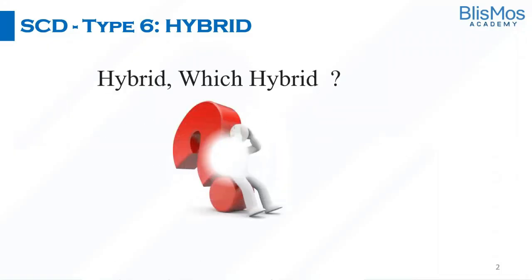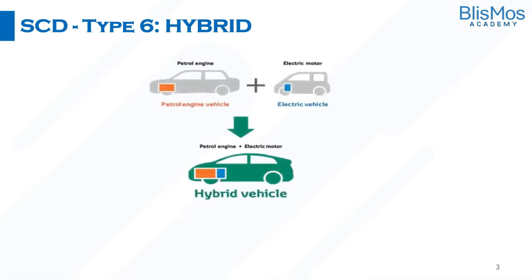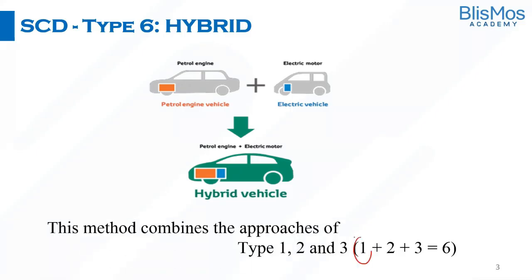We are saying hybrid. What kind of a hybrid are we talking about here? Are we talking about any crop hybrid like maize hybrid or cotton hybrid? No, we're not talking about that. Then are we talking about a hybrid car, combining a petrol engine and an electric motor to make a hybrid vehicle? No, we are talking about type 6 SCD. Hybrid of what? It is a combination of type 1, type 2, and type 3 SCDs to make it a type 6. Since we are combining type 1, type 2 and type 3, we are calling it a hybrid SCD.